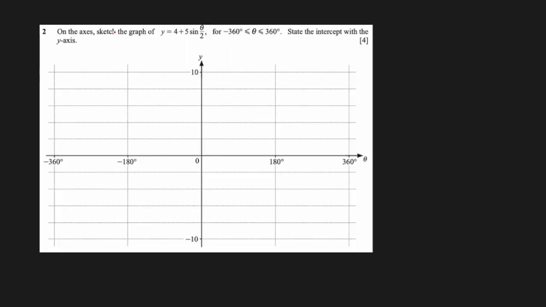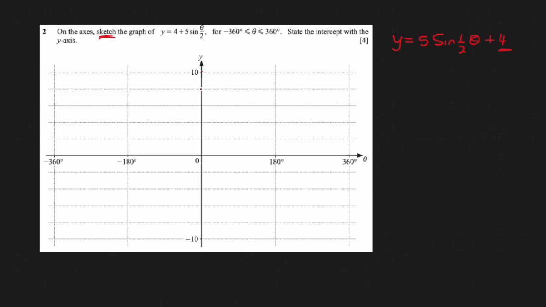Question number 2. On the axes, sketch the graph of a sinusoidal function like this for minus 360 to positive 360. They have given us the scale. State the intercepts with the y-axis. Whenever we have such an equation, what I usually do is change it to 5 sine half theta plus 4. I wrote 4 later and the sine part first. Why? Because we want to start with the axis, always the axis. So y equal to 4 is the middle line. We call it midline or axis. So y equal to 4.